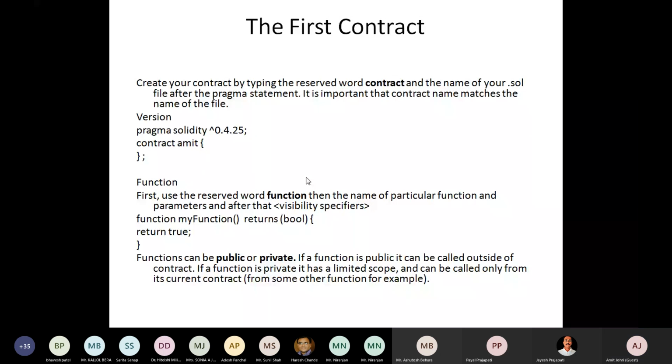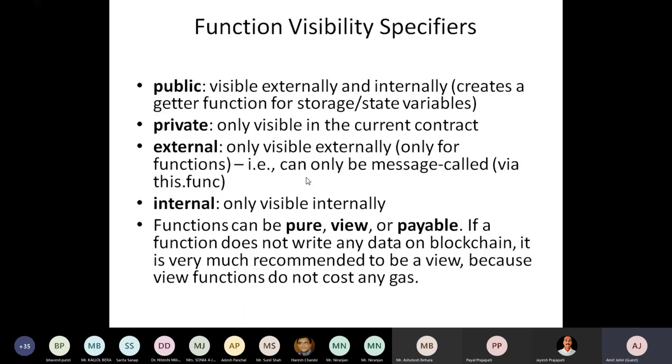Functions can either be public or private. If a function is public, it can be called outside of the contract. If a function is private, it has a limited scope and can be called only from its current contract, from some other function for example. The visibility specifiers are public, private, external, internal. Public is visible externally and internally, and creates a getter function for storage state variables. Private is only visible in the current contract. External is only visible externally, only for functions, that is, it can only be message called via this.func. Internal is only visible internally. Functions can be pure, view, or payable. If a function does not write any data on the blockchain, it is very much recommended to be a view, because view functions do not cost any gas.